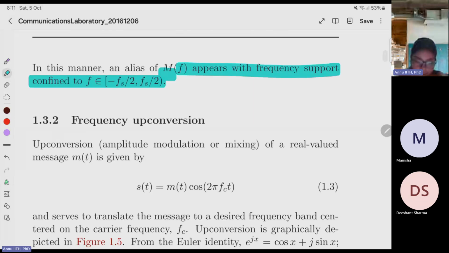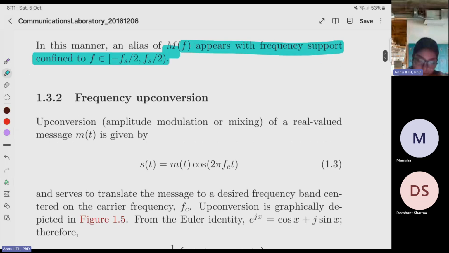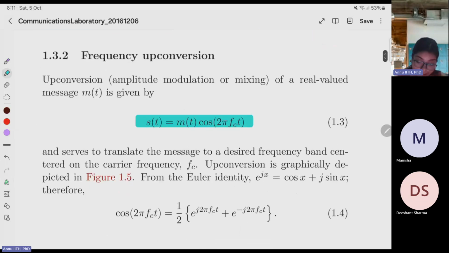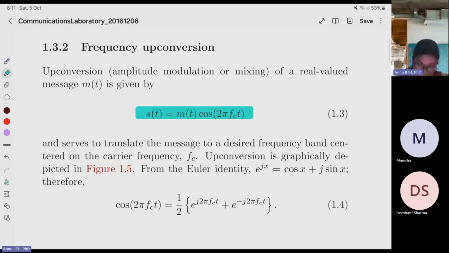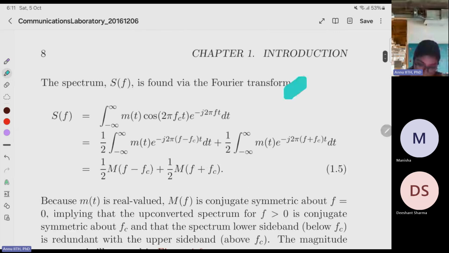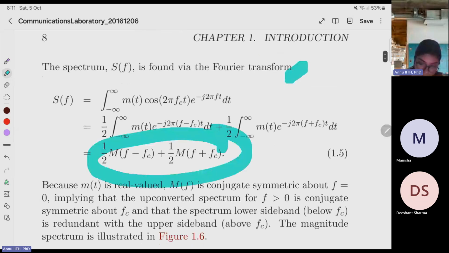Now, frequency up conversion. Up conversion means amplitude modulation or mixing of a real-valued message signal with m(t) equals cos 2 pi fc t, and it serves to translate the message to a desired frequency band centered on a carrier frequency fc. The up conversion is graphically depicted here. The spectrum is formed by a Fourier transform. As I already told, up conversion is just a multiplication with this.